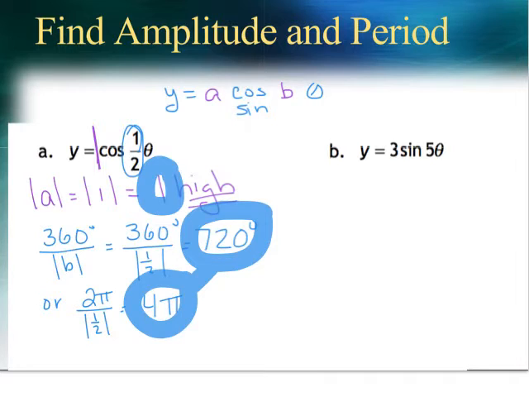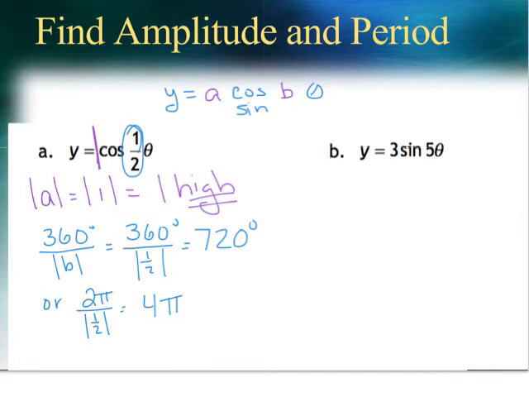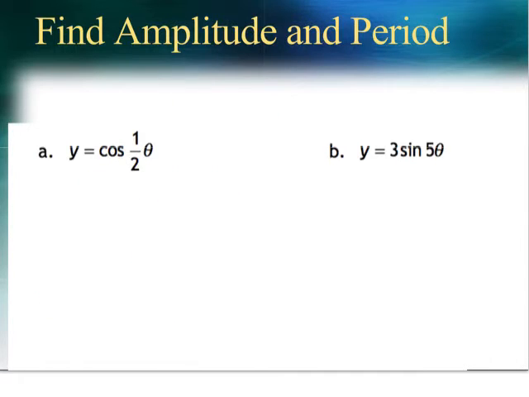Okay. Let's take a look at B. So on B, I'm trying to take some of this stuff off here. We have the period. No, let's find the amplitude first. The amplitude is 3. So that's my amplitude. Well, the absolute value of 3 is 3. So there's my amplitude.